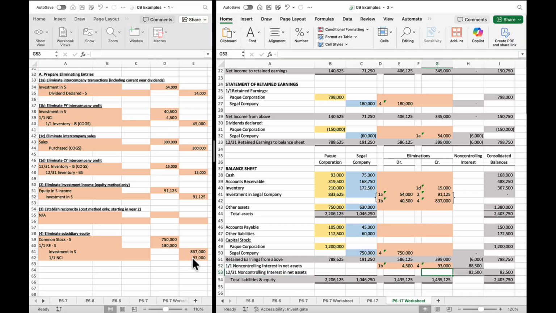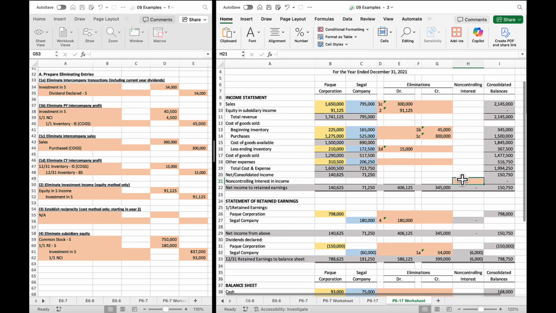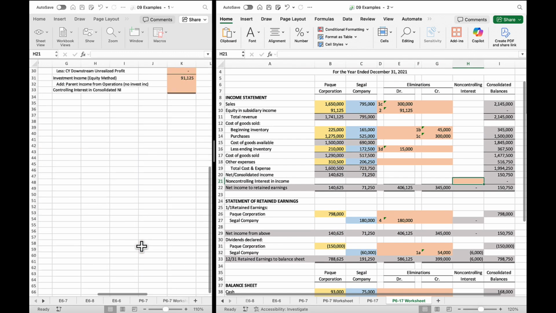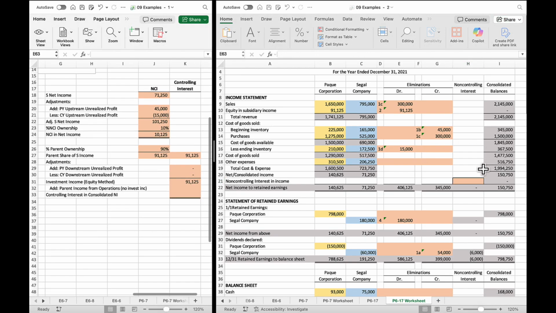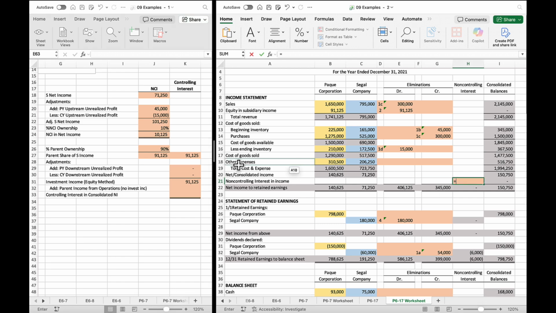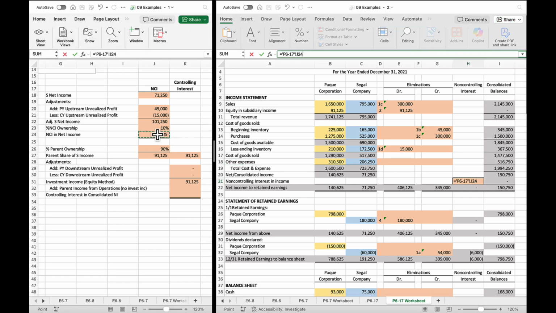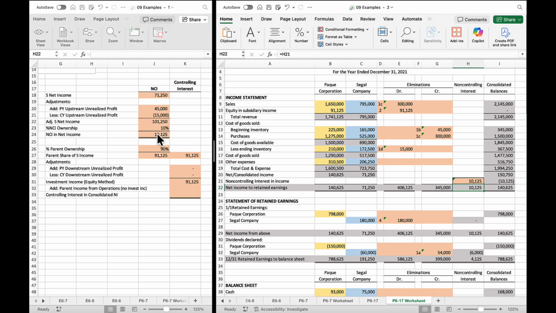All right, so we are not quite done yet because we have to fill in our non-controlling interest amount. That's going to be exactly the same as what we calculated on the last problem. And so we're going to go ahead and grab that $10,125. And then the only thing we have left to do, our worksheet is done, but just to be thorough, we're going to confirm this bottom right-hand corner of our consolidated income statement.